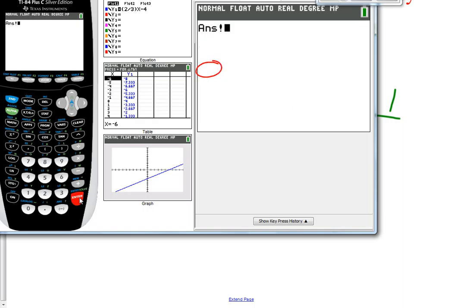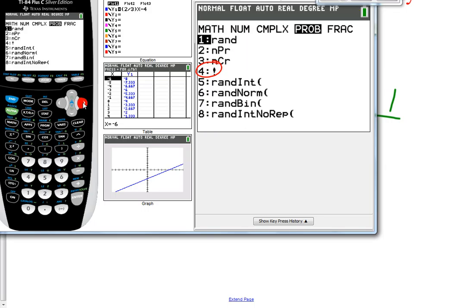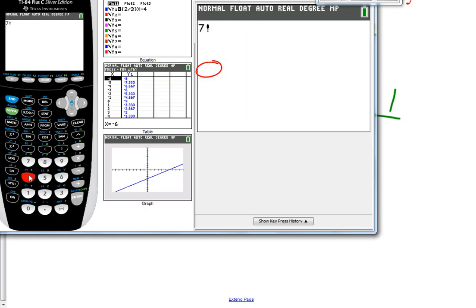Oh, rats. You're supposed to push 7 first. I'm sorry, everybody. So it's 7 factorial. So you press 7, and then you go to math, scroll over to probability, go down to number 4, and there is your exclamation point. 7 factorial. There are 5,040 ways that she can place 7 scents of lotion on a shelf. 5,040.